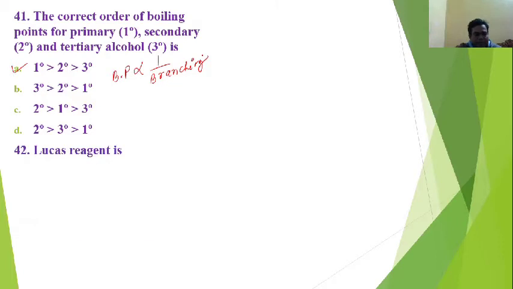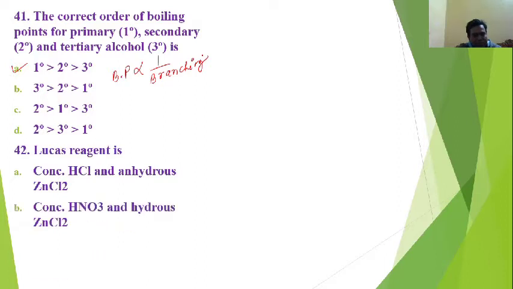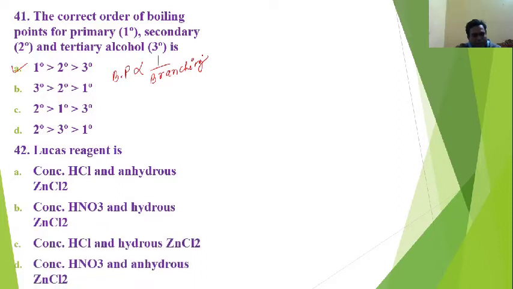Then Lucas reagent is option A, concentrated HCl and anhydrous ZnCl2. This is the right answer. Option A, concentrated HCl and anhydrous ZnCl2, this is Lucas reagent.